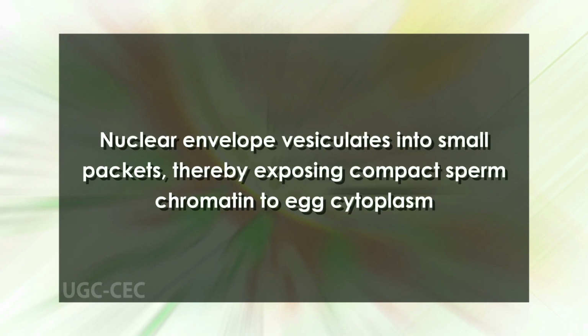The nuclear envelope vesiculates into small packets, thereby exposing the compact sperm chromatin to the egg cytoplasm. The proteins holding the sperm chromatin in its condensed inactive state are exchanged for other proteins derived from the egg cytoplasm. This exchange permits the decondensation of the sperm chromatin.